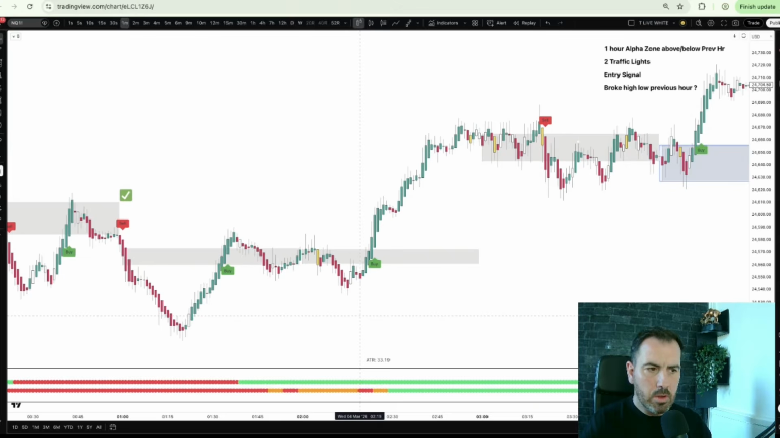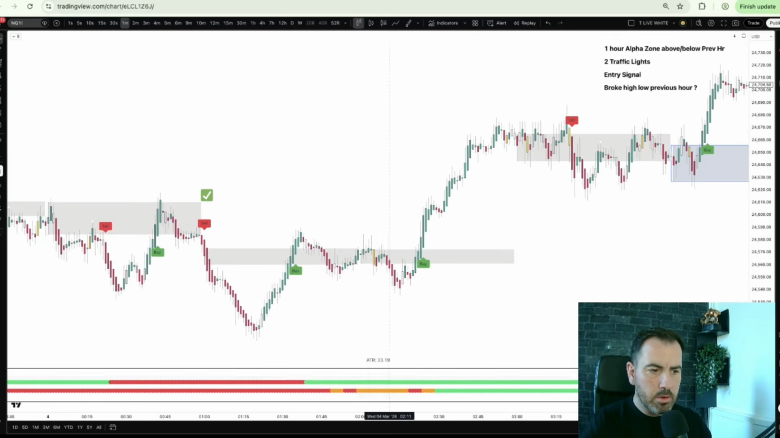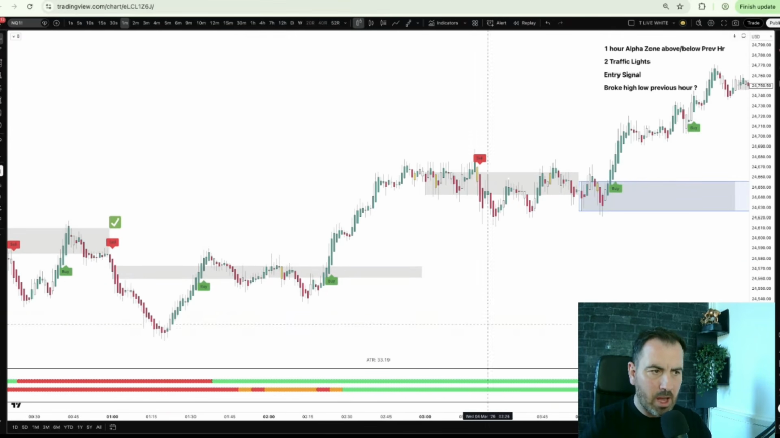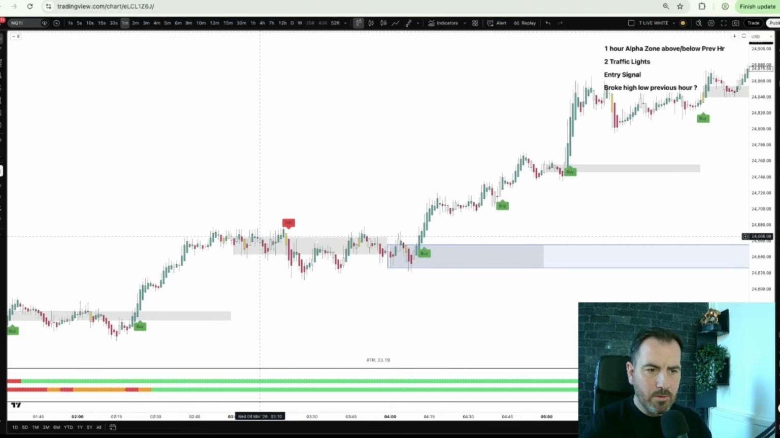We've got no alignment here. So we're going to miss this section here. We're not aligned there. Our new 1 hour alpha zone opens and we are bullish. So we're looking for buys.